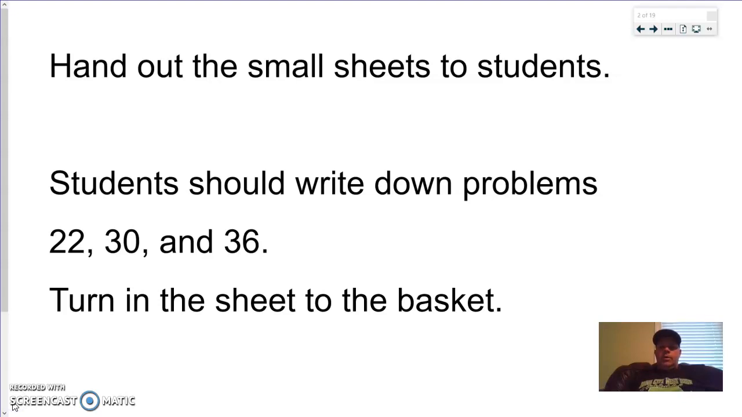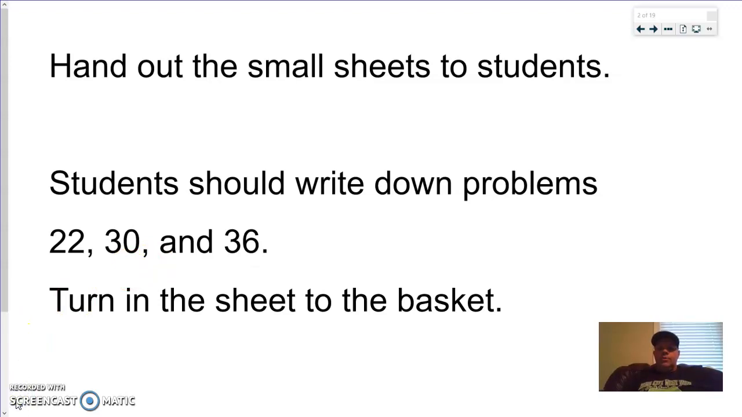Students should now take out your homework. Teacher, please hand out the small sheets that are in the basket up front to the students. Class, you will be writing down problems 22, 30, and 36 for your answer. Please write those down on that sheet of paper and then turn that sheet into the basket. Please pause the video while students do this, and I will come back with the answers.